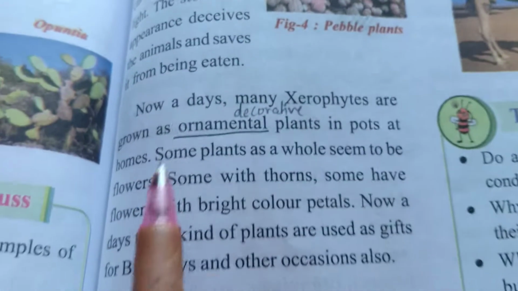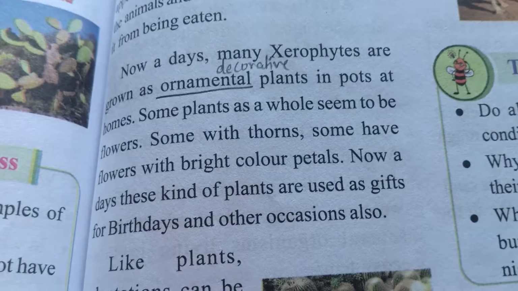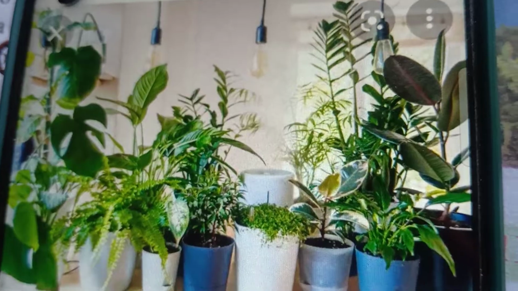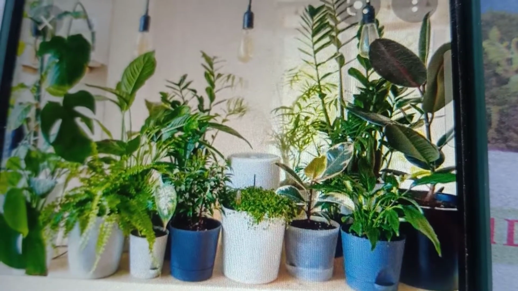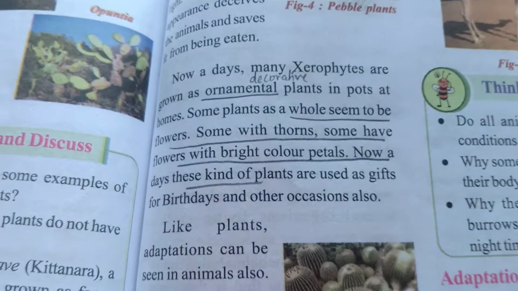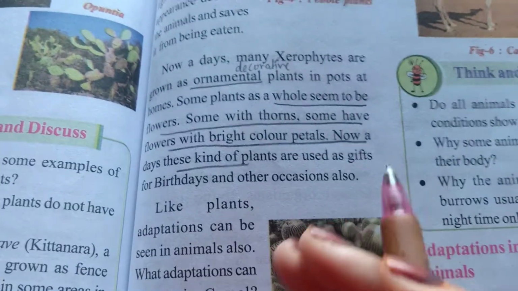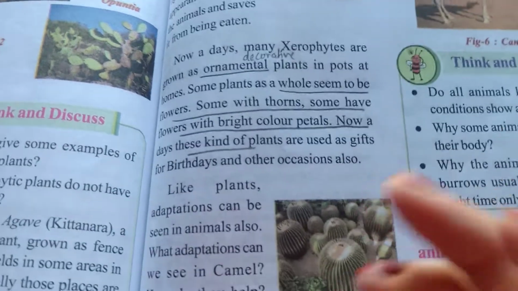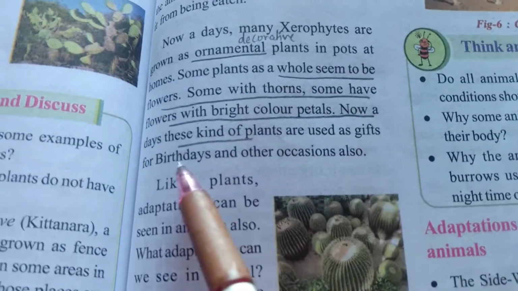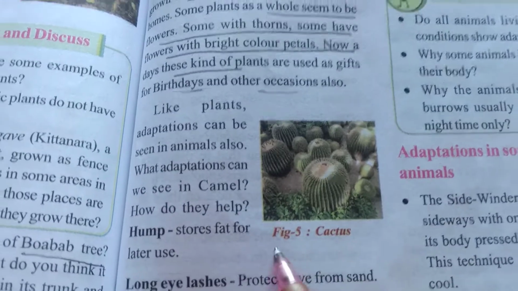You have that figure in your textbook also. Nowadays many xerophytes are grown as ornamental plants, in the sense of decorative plants. We will see them in most hotels, placed in pots. See students, these are the ornamental plants used for decorative purposes nowadays. Some plants as a whole seem like a flower. Some plants are completely covered by flowers. Some plants have thorns, and some flowers have bright, full-color petals. Nowadays these decorative or ornamental plants are used for gifts on birthdays, anniversaries and other occasions. As you can see, this is the figure of a cactus.